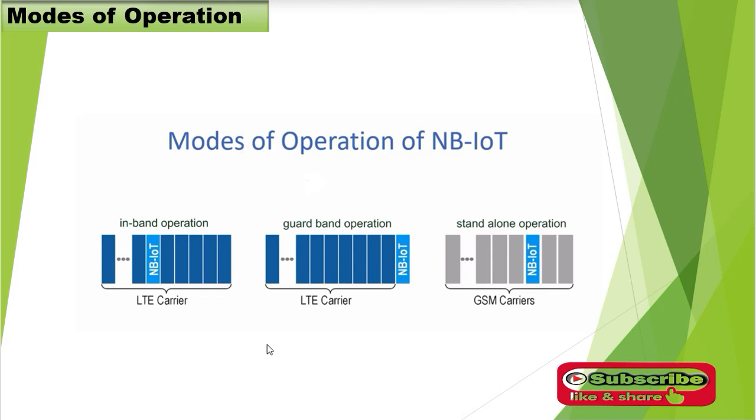Okay, and the left one, in-band operation. In in-band operation, what happens? A guardband deployment is a deployment scenario in which operators deploy NB-IoT in guardbands within LTE spectrum resources. Okay, this is in-band, it is used for in-band bandwidth, and this is for guardband, it will use guard bandwidth, that is for 10%.